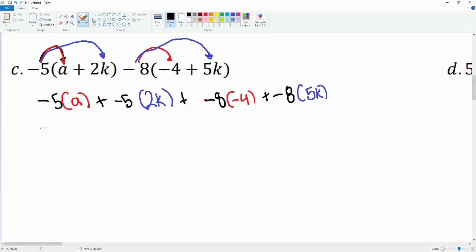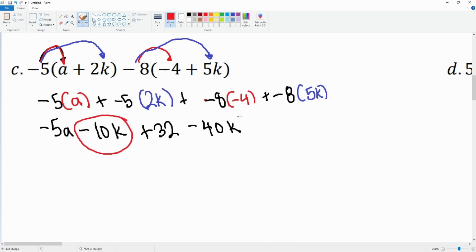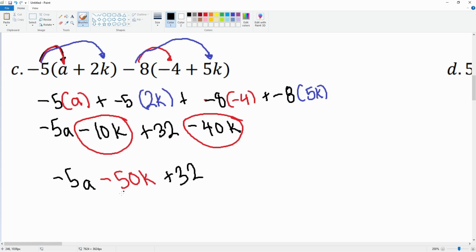So -5 times a, -5a. -5 times 2k is -10k. -8 times -4 is a positive 32. -8 times 5k is a -40k. Okay, it looks like we have some like terms here. We have a -10k here and a -40k here. Together they make -50k. Nothing happens to the -5a, and nothing happens to the plus 32. So this would be your final answer.